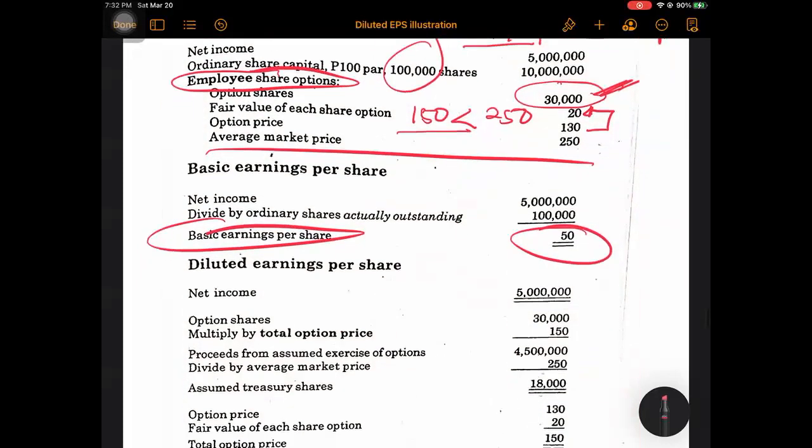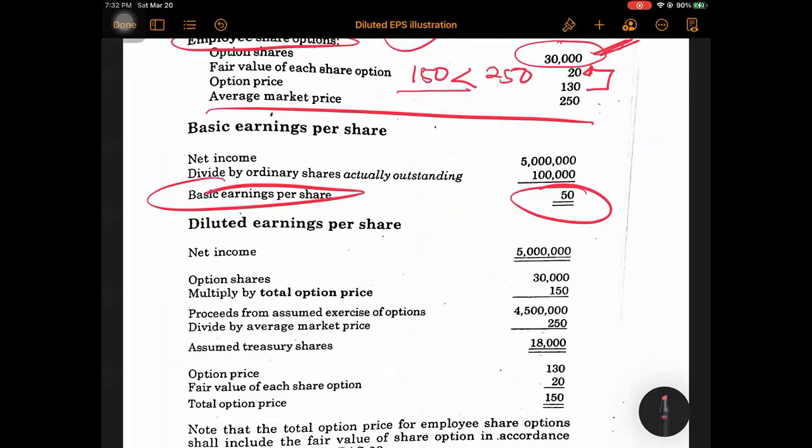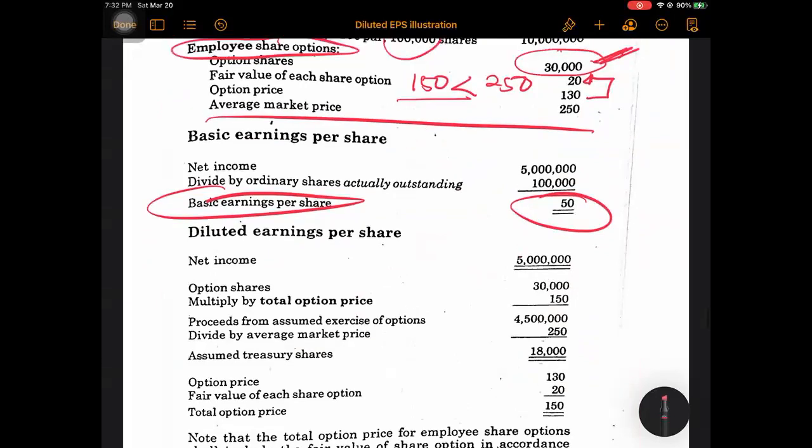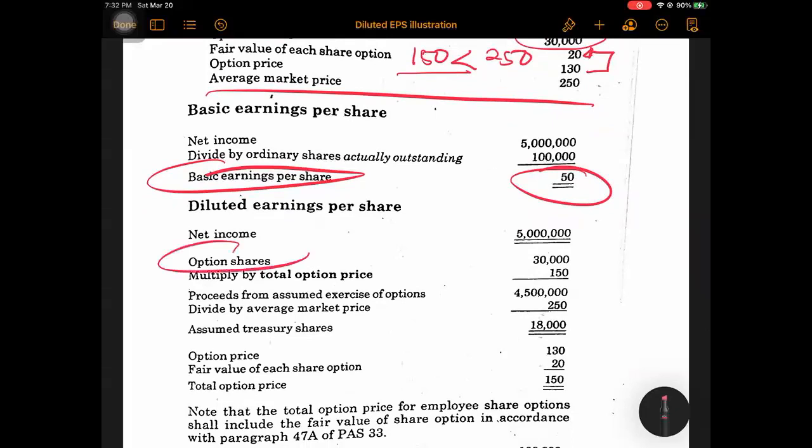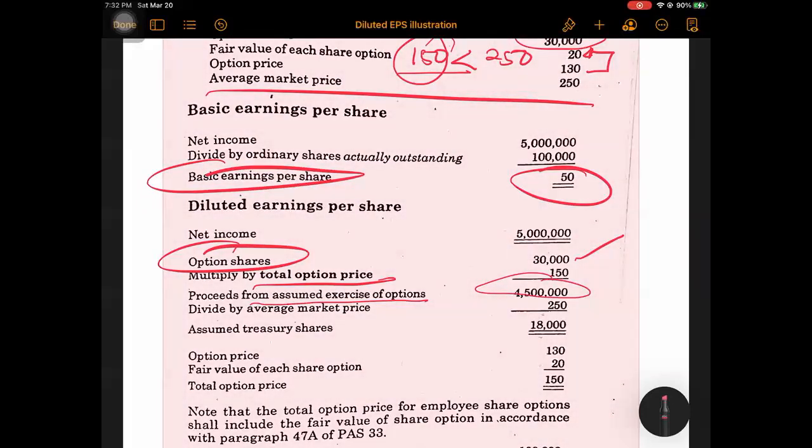So, how to compute? We need to compute first pila ang value sa imong option shares. So, you have your option shares na 30,000 times the total option price of 150. Therefore, that's the proceeds from the assumed exercise of option. So that's your base amount to compute for the assumed treasury shares. Okay, so that's 4,500,000. Then, we divide it by the average market price para ma-compute na to pila ka shares ang kaya na to mapalit based on the average market price.